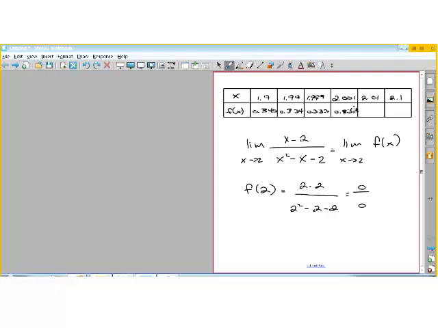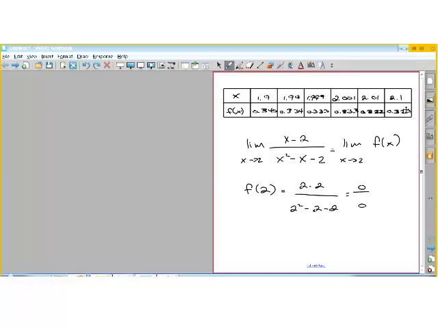Substituting in 2.010, I get 0.332, and finally putting in the largest number, which would be 2.100, push that in, and I get 0.323.